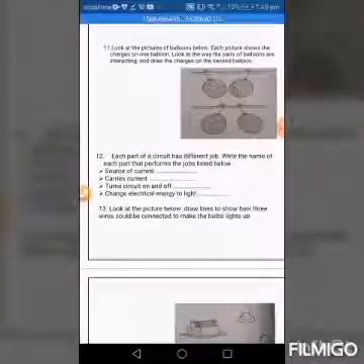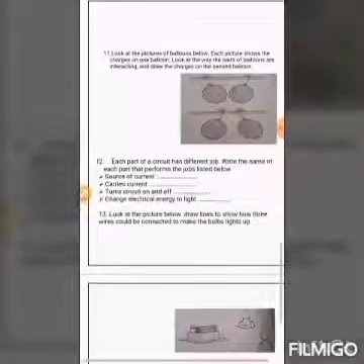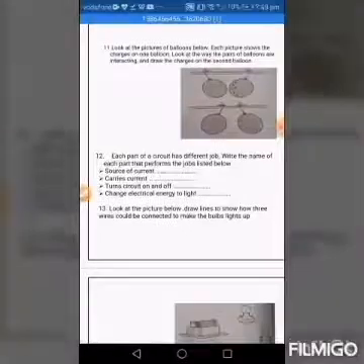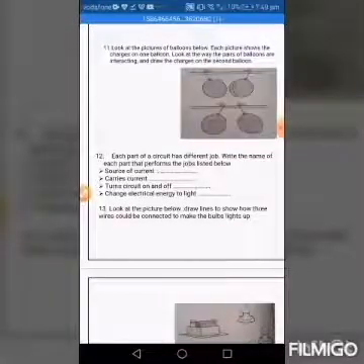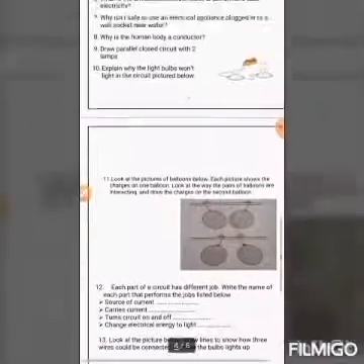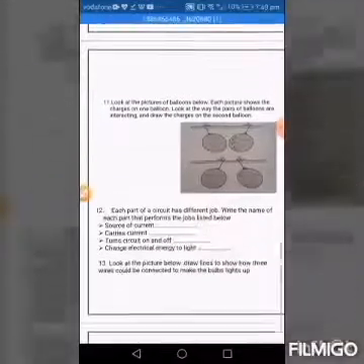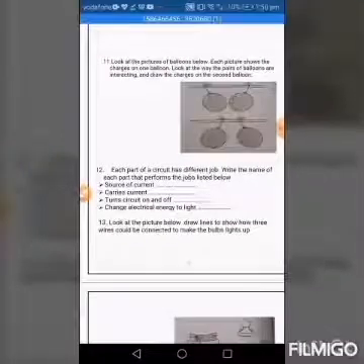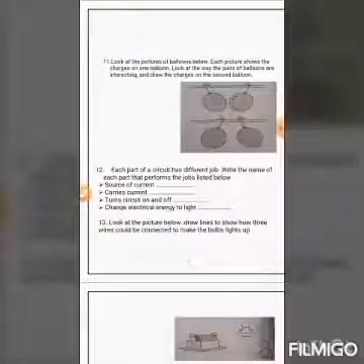Question number 12. Each part of the circuit, this is called an electrical circuit. Okay, I need you to write the name of each part that performs the job listed below. Which part is a source of current? Which part carries current? Which part turns the circuit on and off? The last one, which part changes electrical energy to light energy?